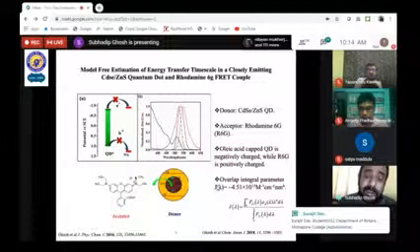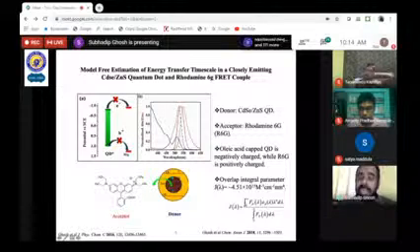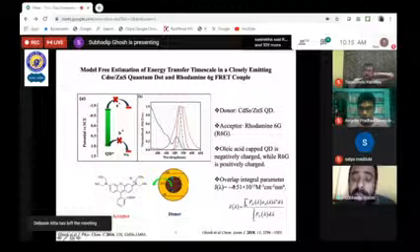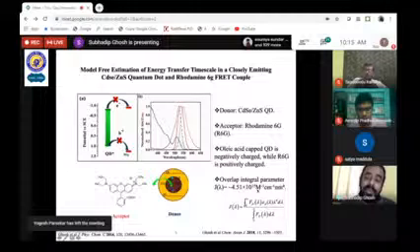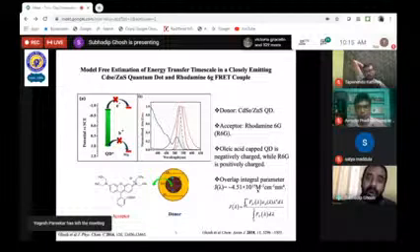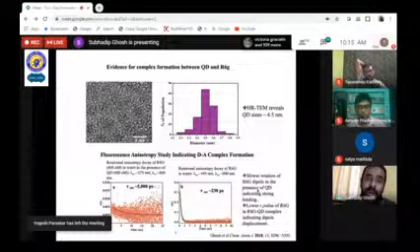Okay, so this overlap portion that is shown by this shaded portion is denoted by the overlap integral. The more the value of the overlap integral, the more the energy transfer efficiency. So here the value is 4.5 into 10 to the power 15. That is indicating a significant amount of overlapping.